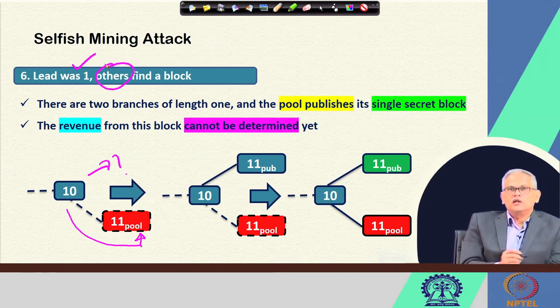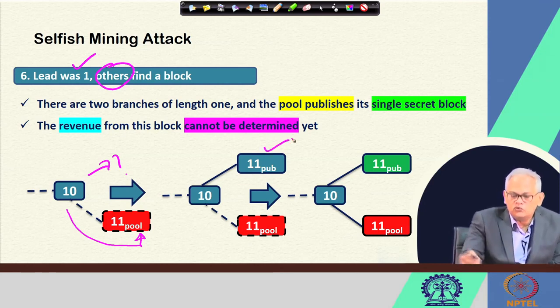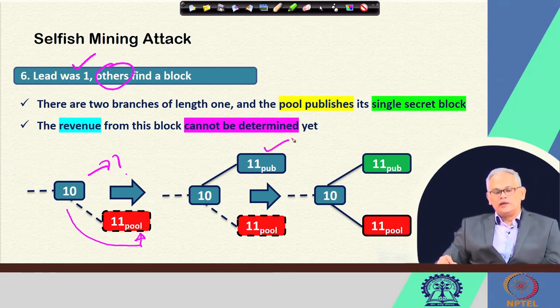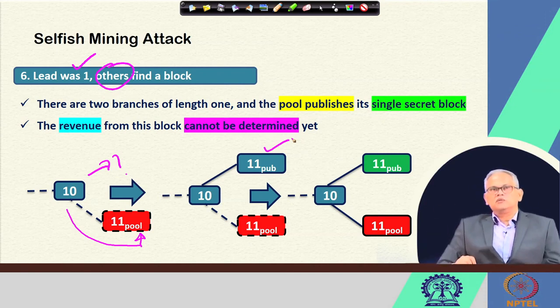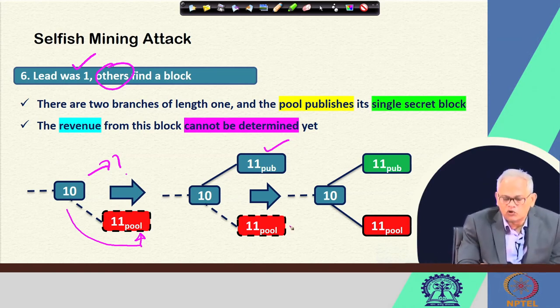which we show here: this 11 pub was found and it has been added to 10, and of course, the others are not keeping it to themselves. So they are making it public. So there are 2 branches of length 1 now. So the attacker finds that I had better publish my block also.